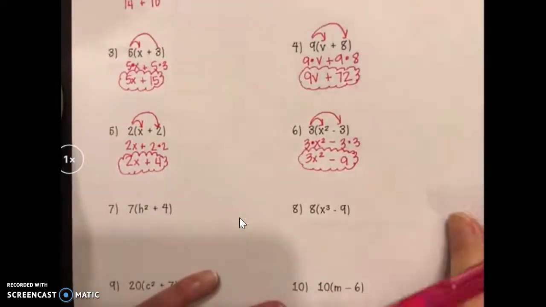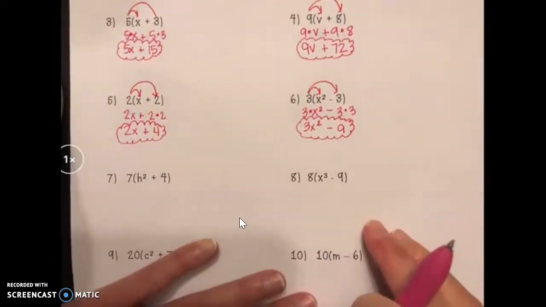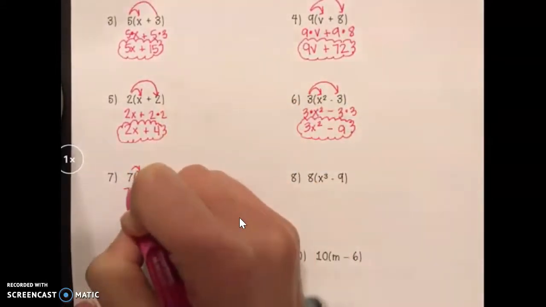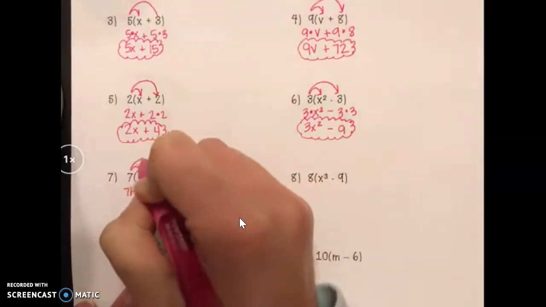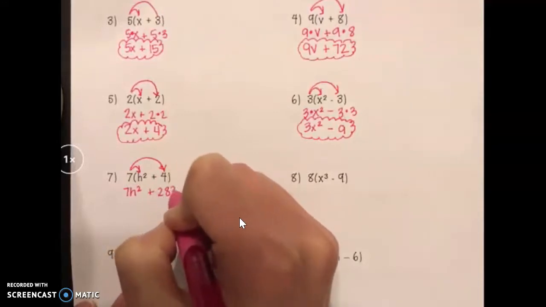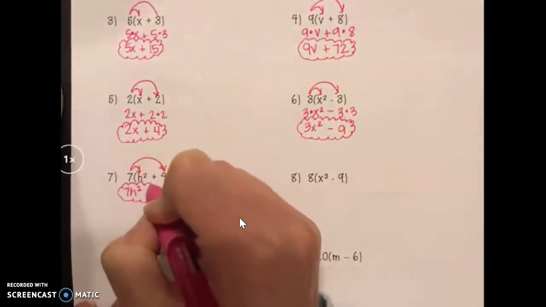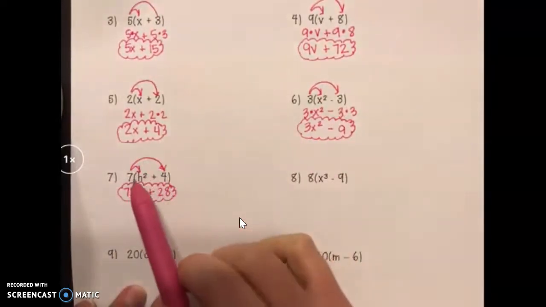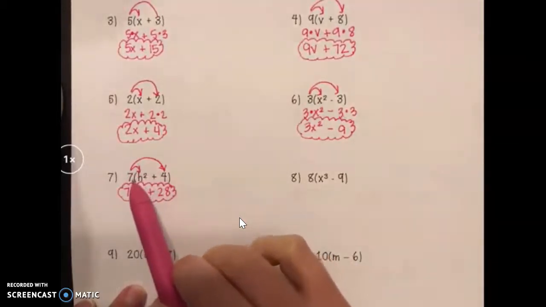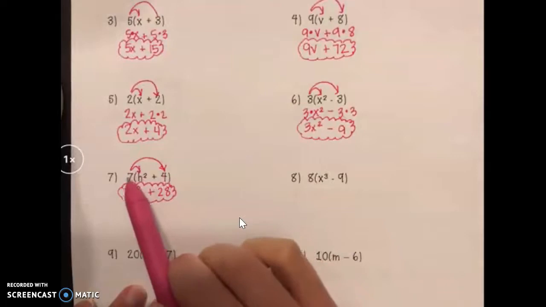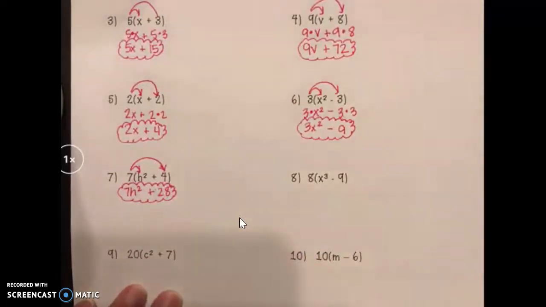All right, so number 7. We're going to distribute our 7 to our h squared, so that would give us 7h squared. And then we're going to distribute our 7 to our 4, so plus 28. Guys, I don't remember if I mentioned this or not, but the reason that we're multiplying these two is because see how our 7 is right outside the parentheses? If we have something right outside the parentheses, it means we're going to multiply. So that's why you're multiplying 7 times h squared and 7 times 4. That's why we're always multiplying.